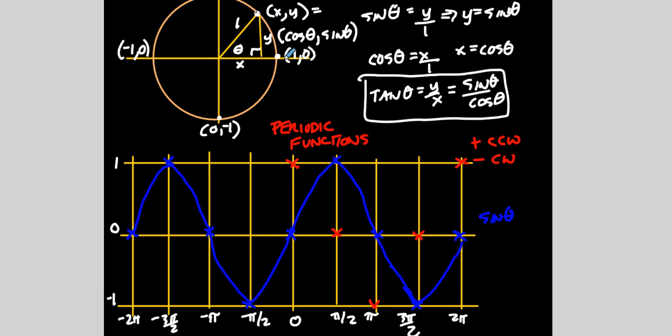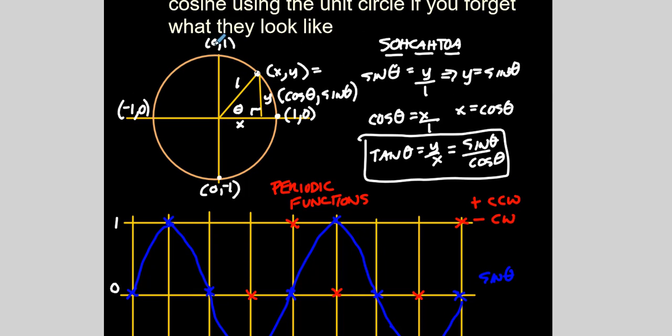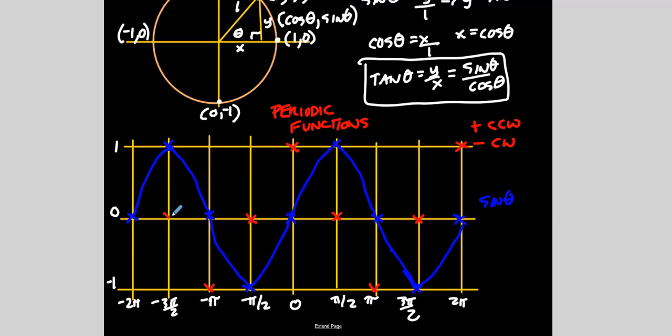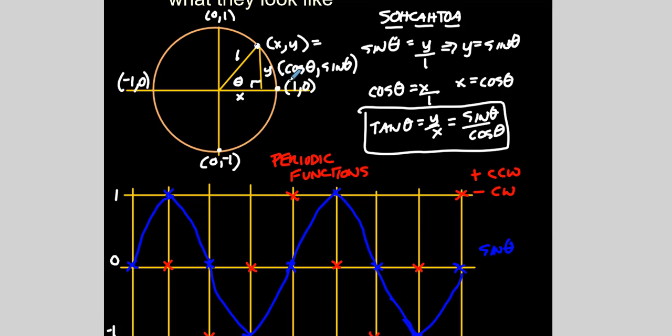Okay, then if we work backwards, cosine of negative pi over 2 is going to be 0. Cosine of negative pi is negative 1. Cosine of negative 3 pi over 2, or again negative 270 degrees, is 0. And cosine of negative 2 pi is 1 again.